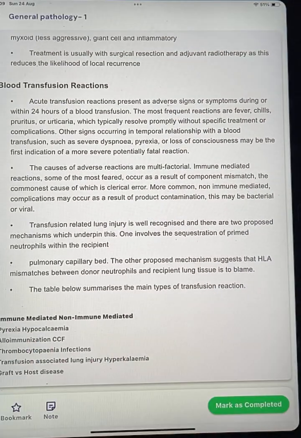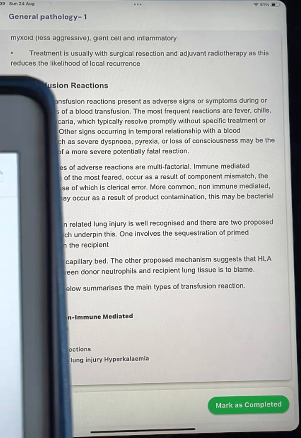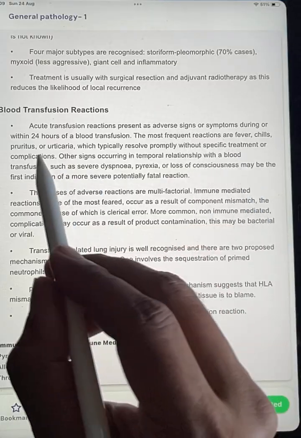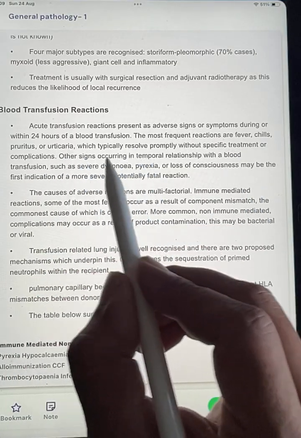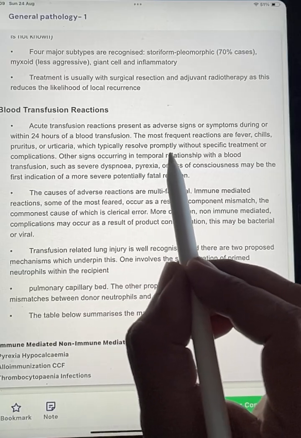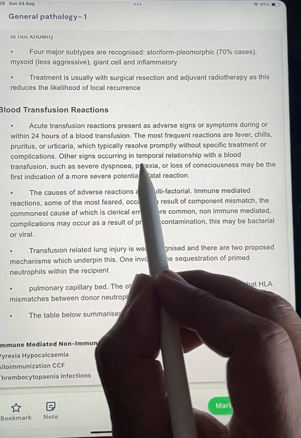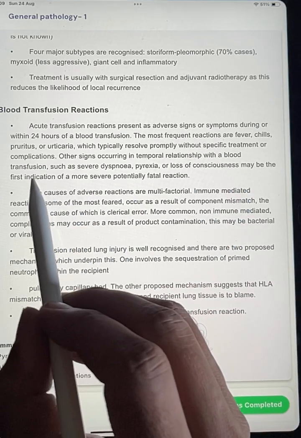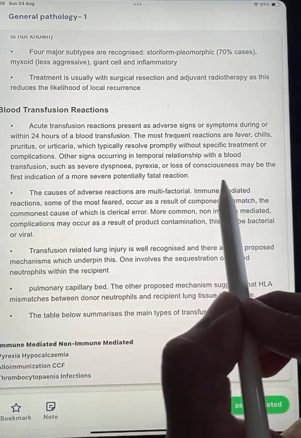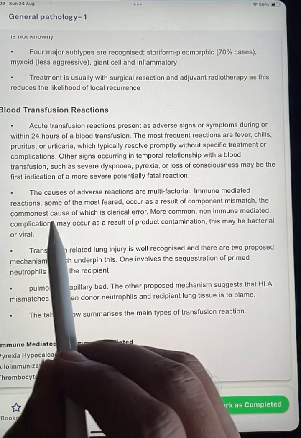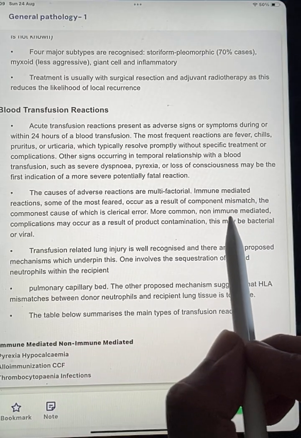So let's go for blood transfusion reactions. Acute transfusion reactions present as adverse signs and symptoms within 24 hours of blood transfusion. The most frequent reactions are fever and chills, which typically resolve promptly without specific treatment. Other signs occurring in temporal relationship to the transfusion, such as dyspnea, may be the first indication of a potential serious reaction. The causes of adverse reactions are multifactorial and immune-mediated, some of the most feared.